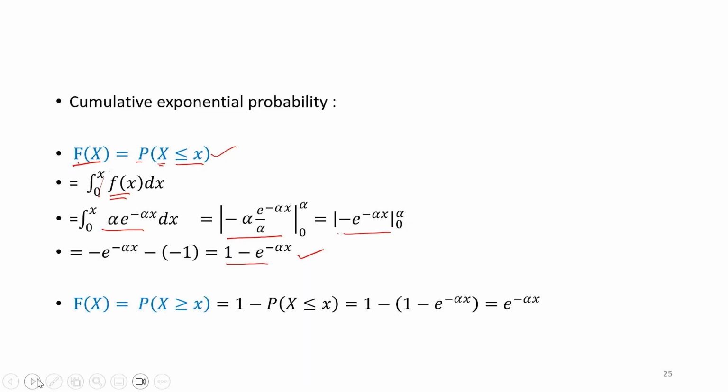Similarly, we can show that if I define the probability of x greater than or equal to small x, it will be 1 minus P(x less than or equal to small x), and therefore this is going to be the value. That is, this 1 will not be there. So this is how we can find out whether x is greater than x or less than or equal to x.